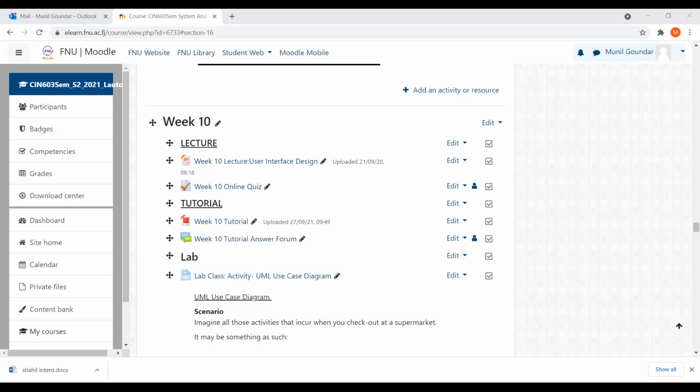Next question. What is the major motive of the systems design phase?